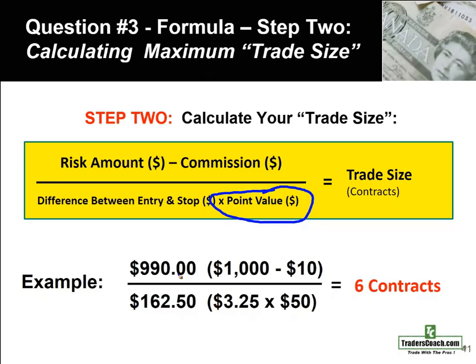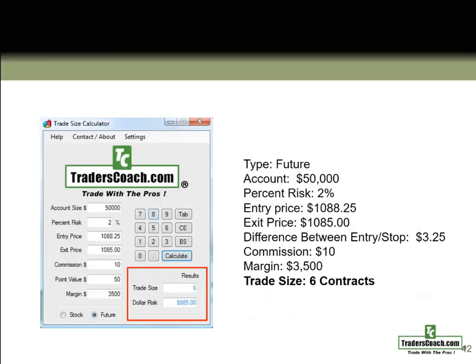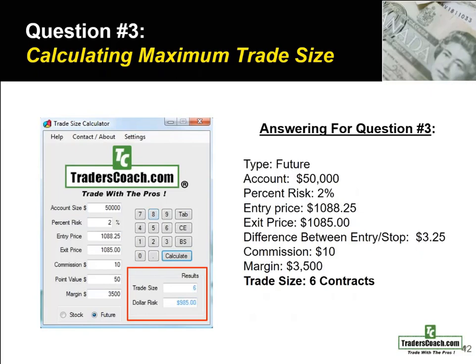So, we take 1,000 minus 10, which is 990, because the 10 is the commissions. The difference between the entry and the stop is 3.25, and times 50 that's 162.5, and it gives you 6 contracts. So there's your answer. And the calculator will do it for you in a nanosecond. Okay, very quickly.